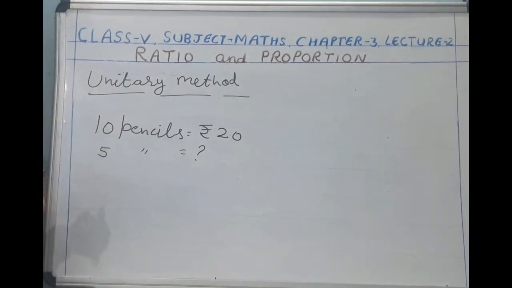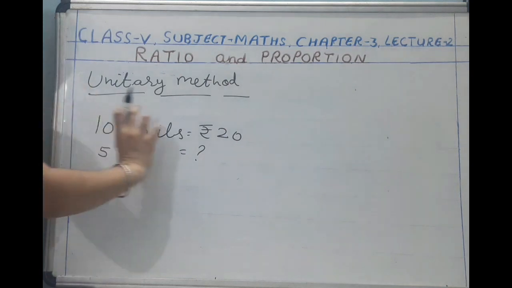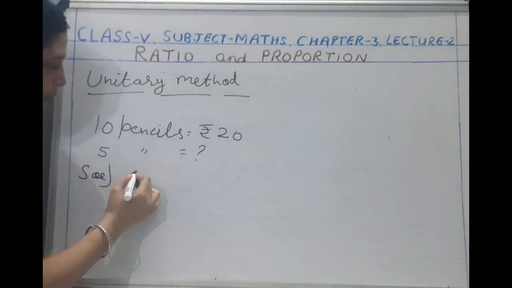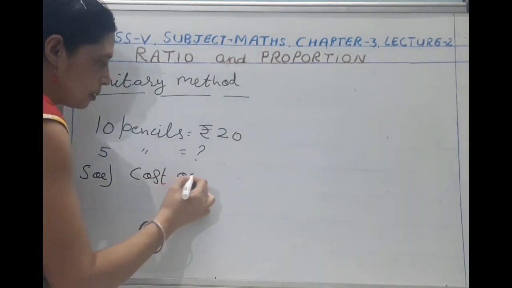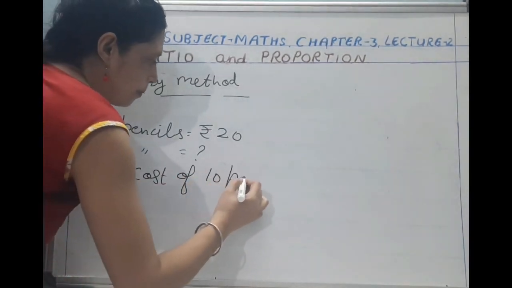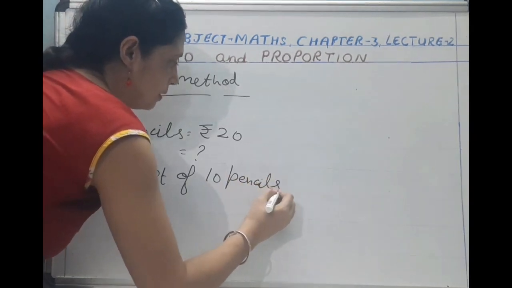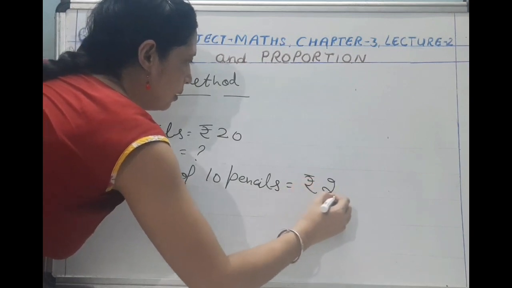Okay, so how we will find out? It is given to us cost of 10 pencils. So first of all, we will find out the value of a single unit. How we will do? We will write here. It is only explanation, so I have not written the complete question. Only I am explaining you how to find out that. See the cost of 10 pencils is given to you rupees 20.